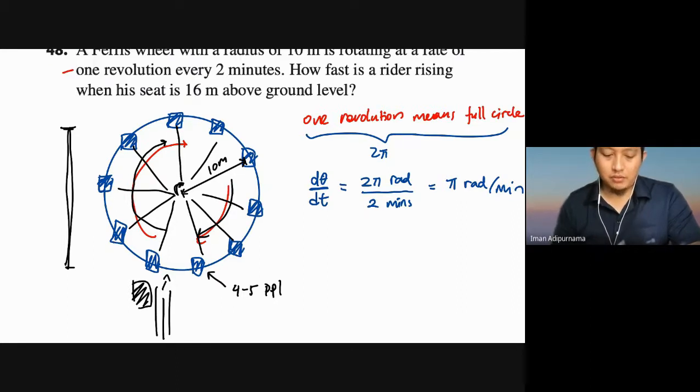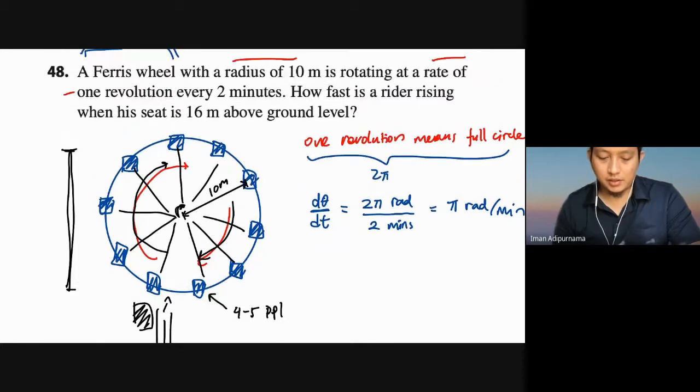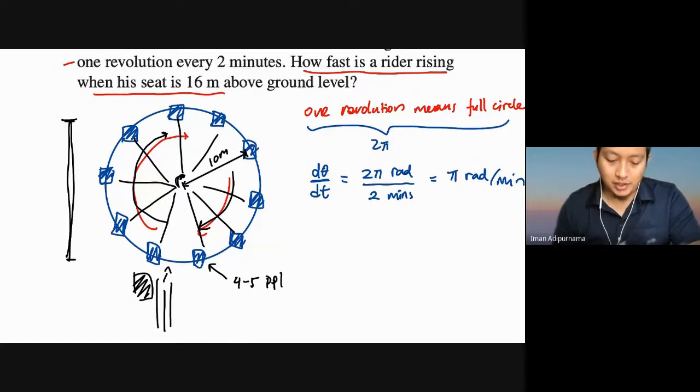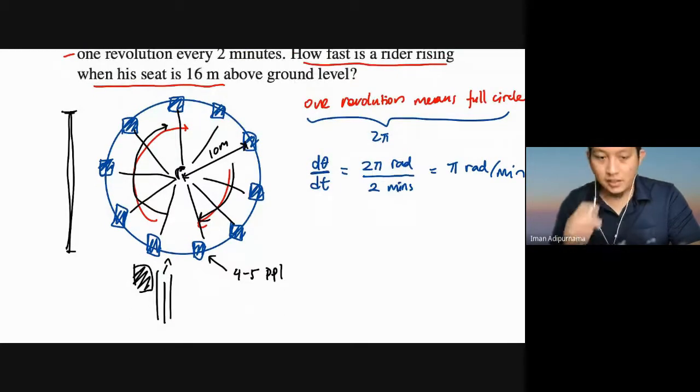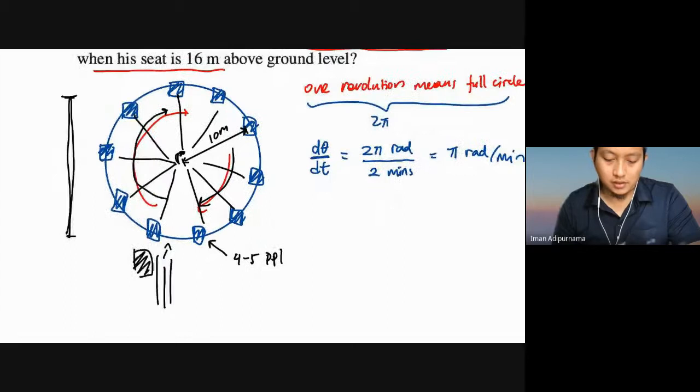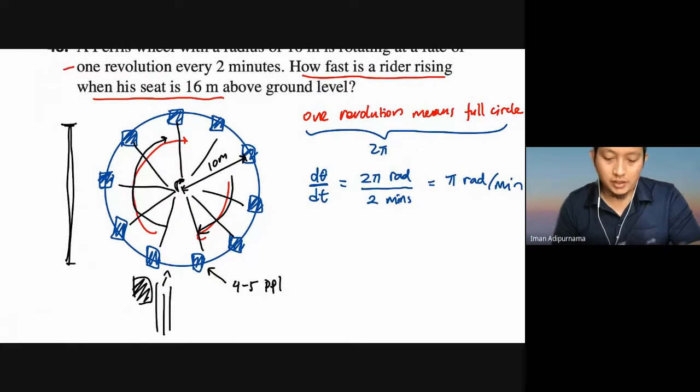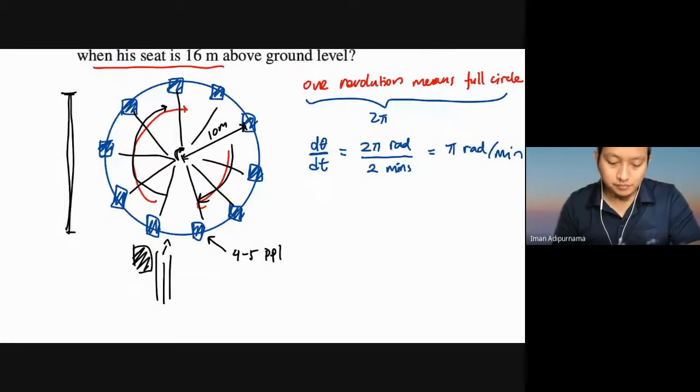Okay, now you need to understand how the question is asked. How fast is a rider rising when his seat is 16 meter above ground level? So we need to make some picture of when the height is 16 meter above ground level.